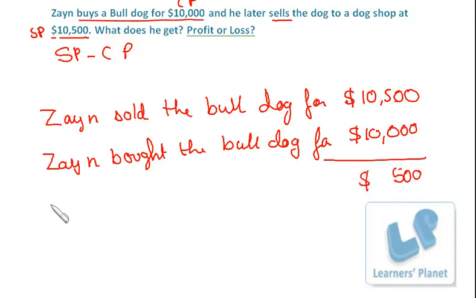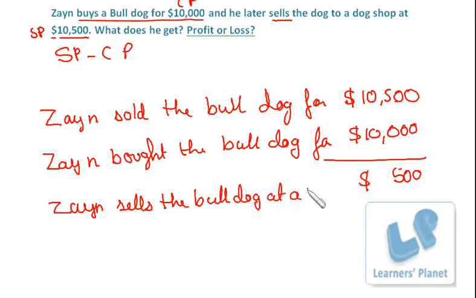$500. So Zane sells the bulldog at a profit of $500. Alright, so this profit is also there and the amount is also there. Alright.